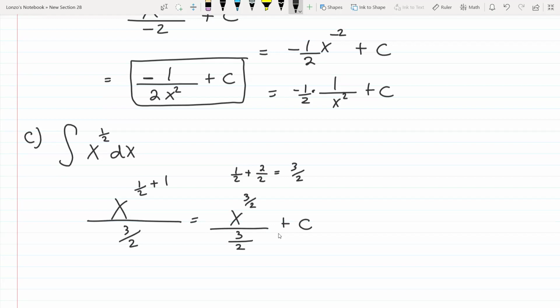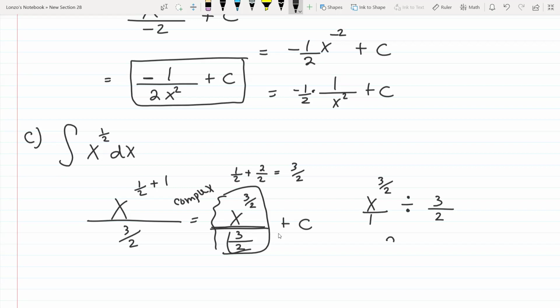Okay, it looks strange, right? You have what's called a complex fraction. So if you want, you can rewrite this part as x to the 3/2, and then the divide sign, and then your denominator is 3/2. Then what you could do is cross multiply. So 2 times x to the 3/2 is 2x to the 3/2, and then 1 times 3 is 3. And then don't forget the plus c. So that's how you can do it when you're dealing with complex fractions.